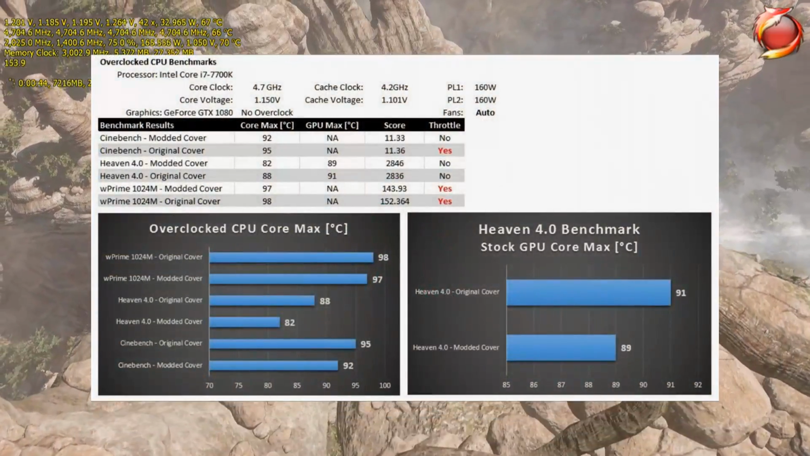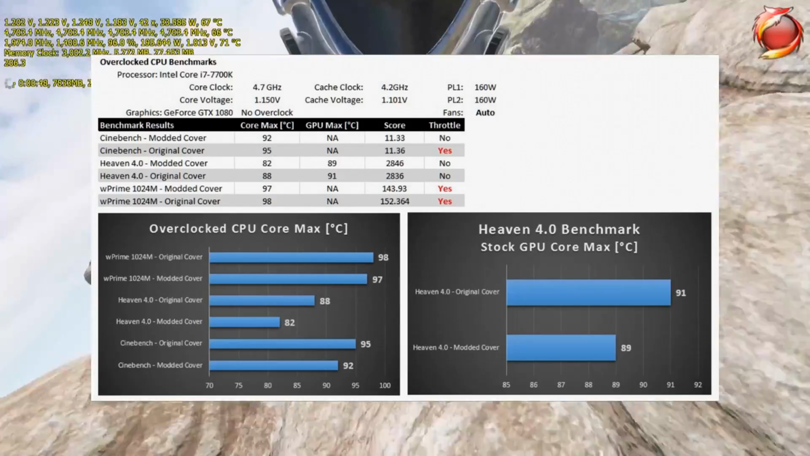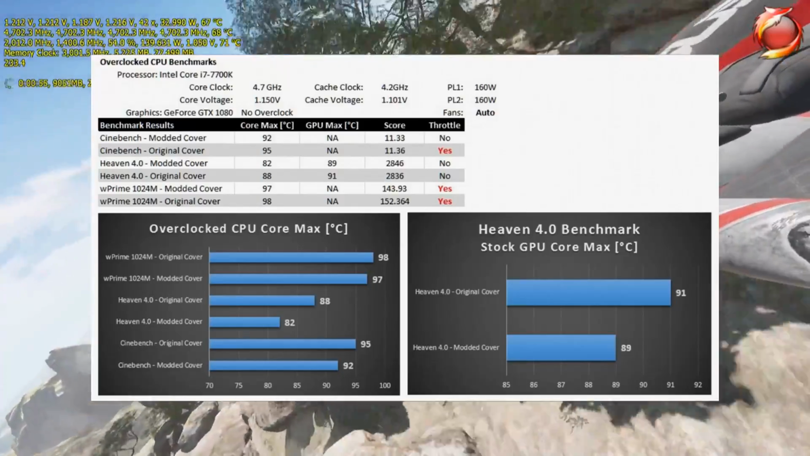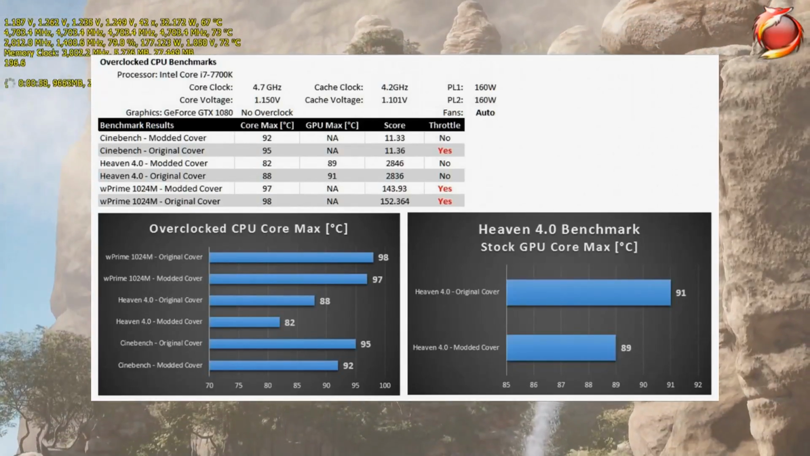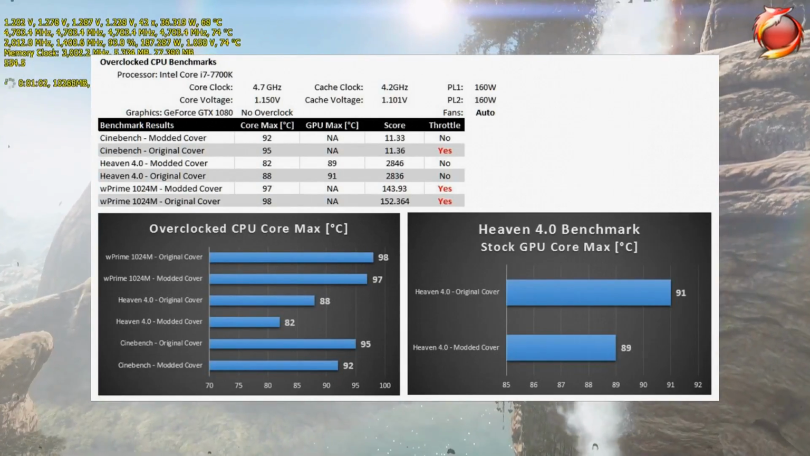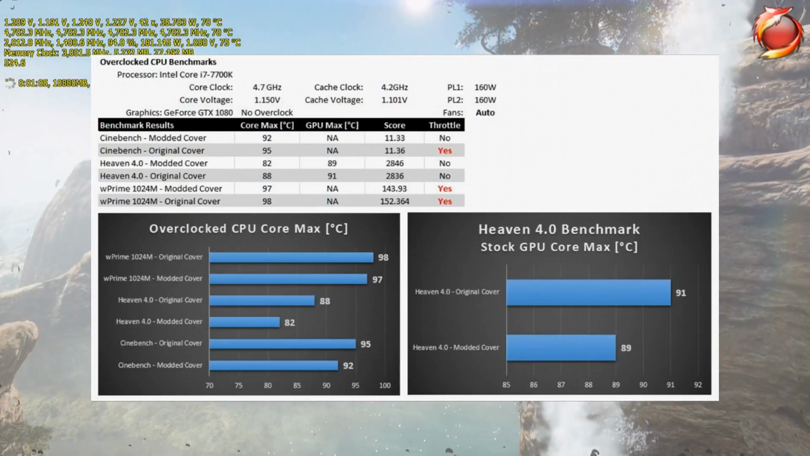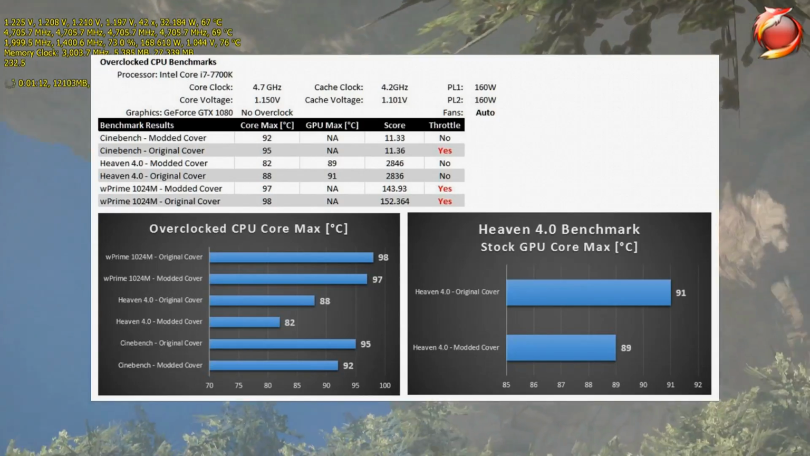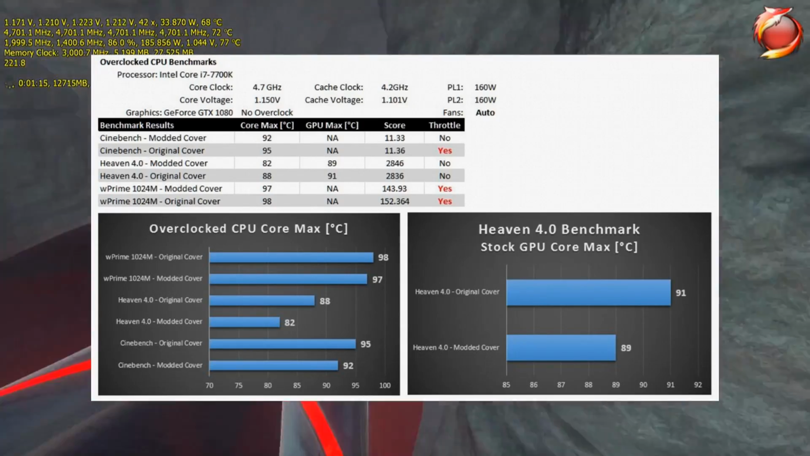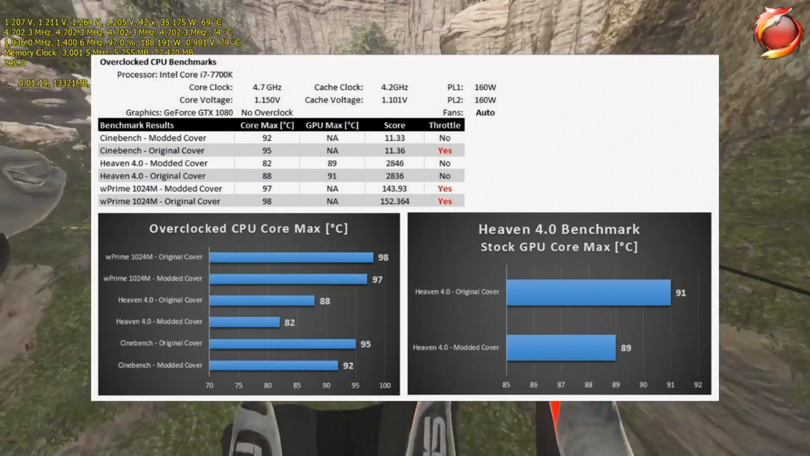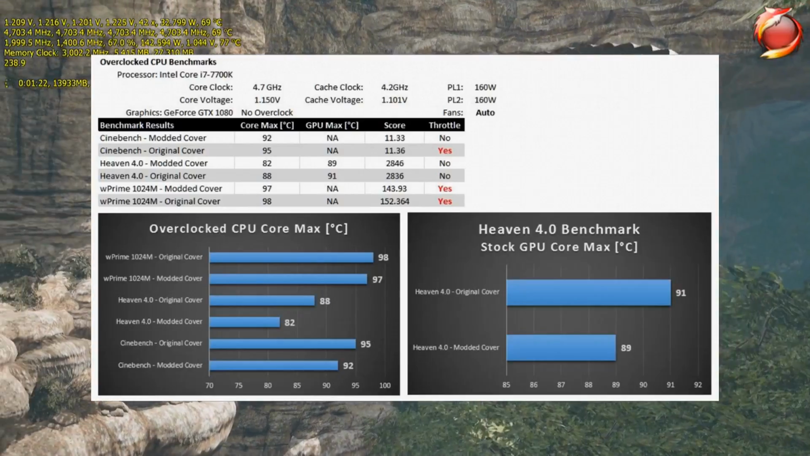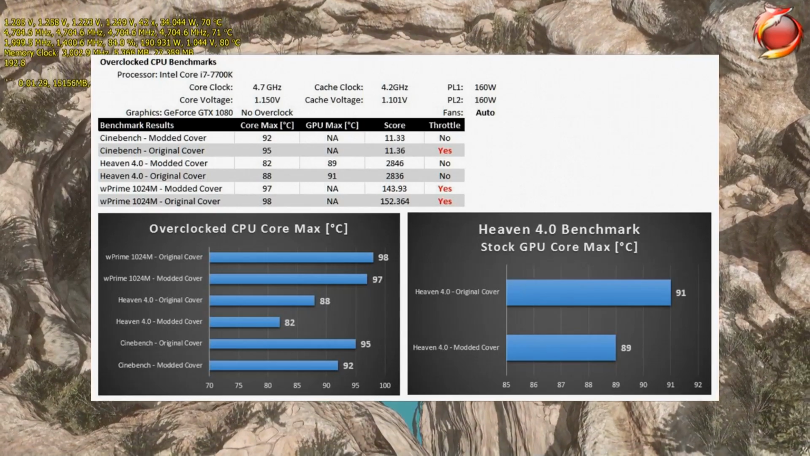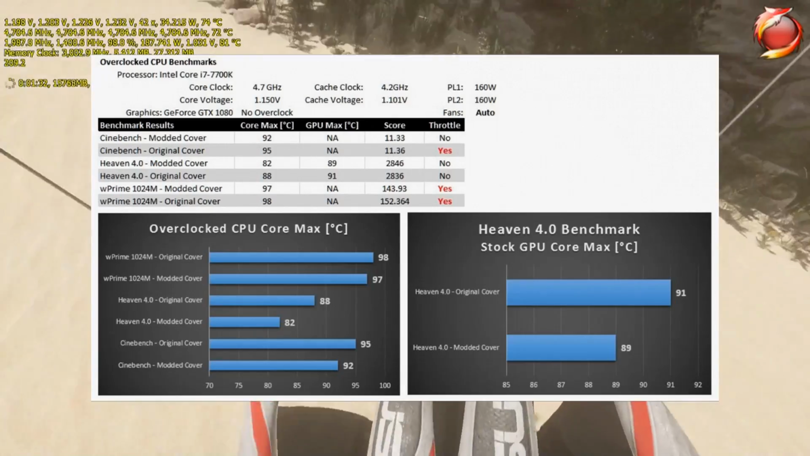So with the CPU only overclocked, I ran three tests. The first three tests of Cinebench, Heaven, and WPrime 1024M were with the original lower cover. Those were followed later by tests with the modified lower cover to compare temperatures. We see with Cinebench, with the modified cover, it improved the temps from 92 to 95. With Heaven, they improved from 88 to 82. And with WPrime 1024M, a small improvement from 97 to 98. You can see in all cases the benchmark scores improved as well. And in several cases with the original lower cover, the CPU got hot enough to encounter thermal throttling, which contributed to the lower benchmark scores, of course.